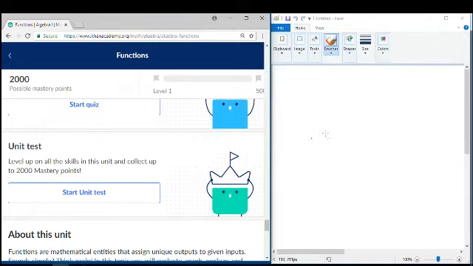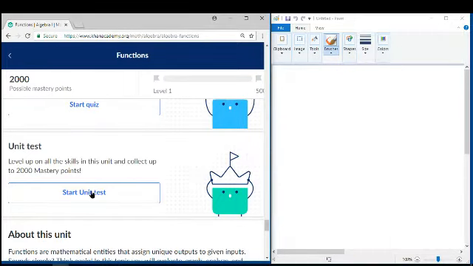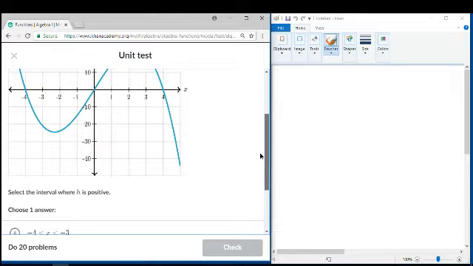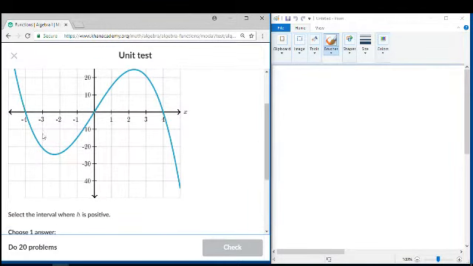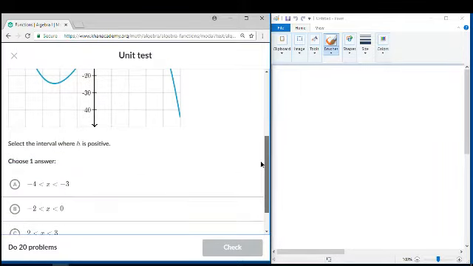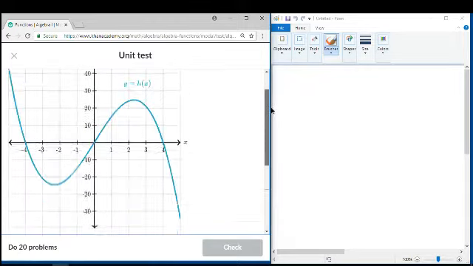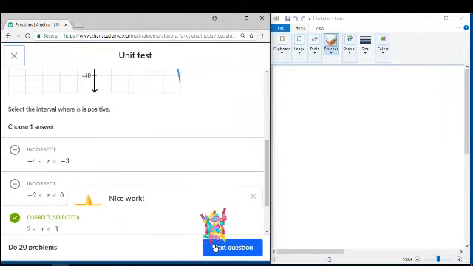I have the unit test, I have paint on the right-hand side, and I have a calculator if I need it. So starting the unit test, we need to find the interval where h is positive. So what we're going to do is analyze each single one. -4 to -3, below the x-axis, not an option. -2 to 0, below the x-axis, not an option. 2 to 3, above the x-axis, so that's the choice.